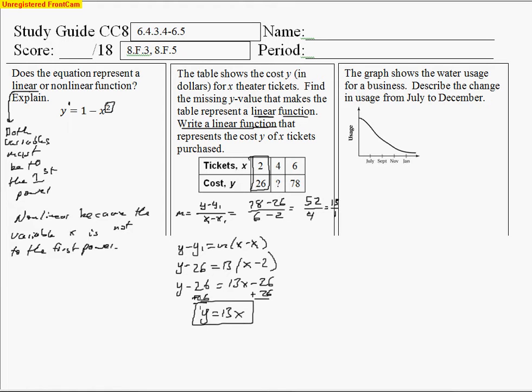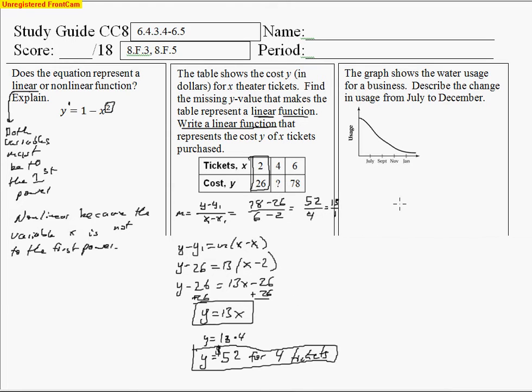So that's the equation. Now they want me to find the value of y when x is 4. Well, all you have to do is substitute. Just put 4 in place of x and then find out what y is. In this case, y is 52, and that represents dollars. So $52 for 4 tickets. That would be our answer.